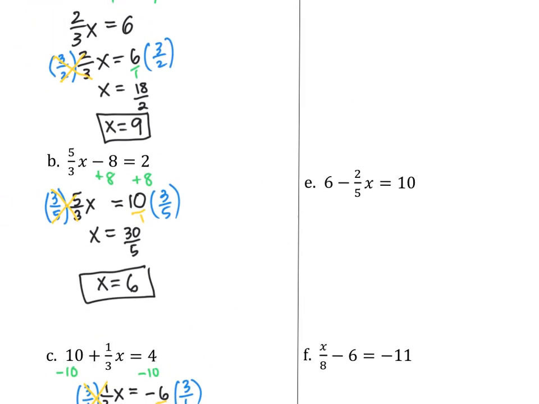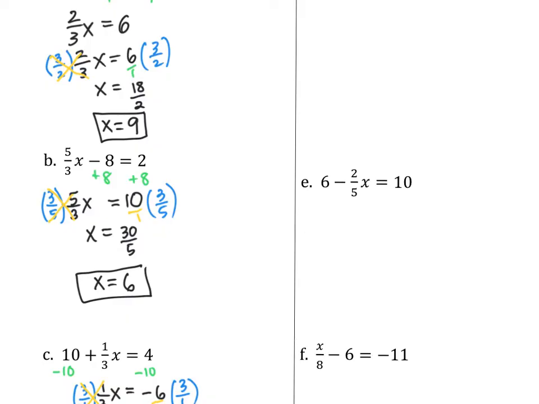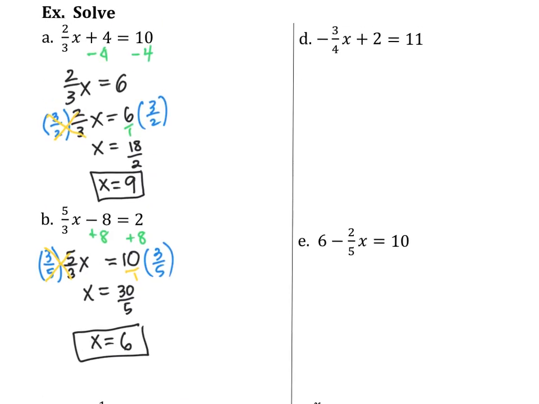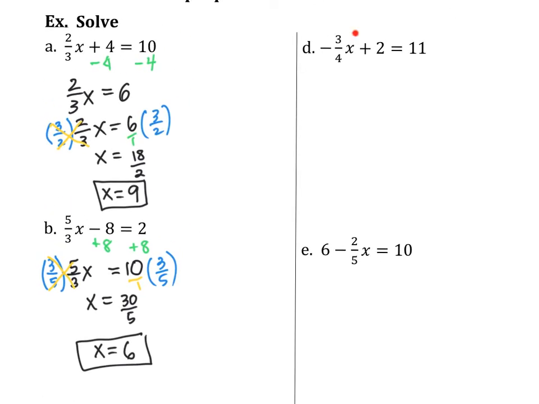Okay, I'm going up to D now. Let's see, I have negative 3/4 x plus 2. So I'm going to cancel the plus 2 first. I'll minus 2, minus 2. Okay, I'm going to bring down the negative 3/4 x.